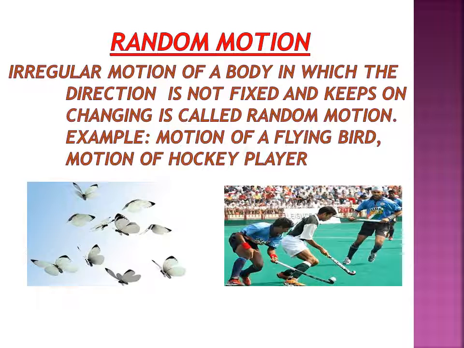So let's start with random motion. What do you mean by random motion? The term random itself denotes no fixed pattern. It is an irregular motion of a body in which the direction is not fixed. It is not fixed whether it is moving to the right hand side or left hand side, backward or forward. No fixed direction is there, and it keeps on changing with respect to time. It's called random motion.